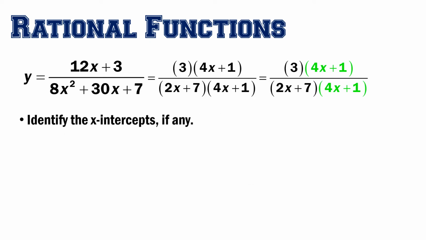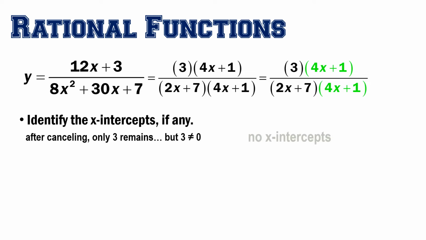Identifying the x-intercepts requires us to determine which values of x will make the numerator equal to 0 while making the denominator a non-zero value. So we will cancel out any equivalent factors found in both the numerator and the denominator. In this case, it's the quantity 4x plus 1. We find that only 3 remains in the numerator. But since 3 never equals 0, our numerator will never equal 0. Thus, there are no x-intercepts.